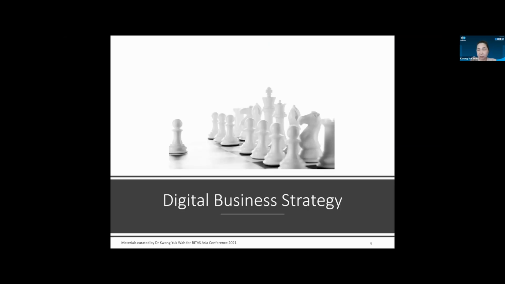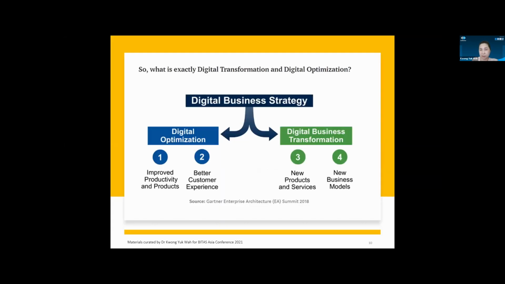Then now we are talking about a digital business strategy, which is not just business strategy and IT strategy alignment. Then what is a digital business strategy, right? Now, you can see the title here, I mean the footnote here. In the Gartner EA Summit, they talk about digital business strategy. As a CIO and also as a trainer, sometimes we spend a lot of time debating what is digital transformation, and I find this slide very useful, right? So you can look at this concept diagram here.